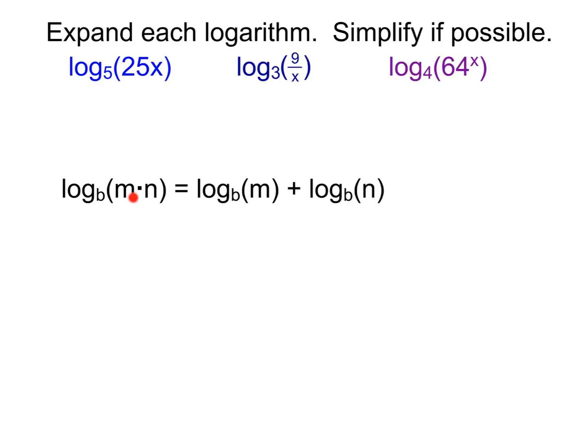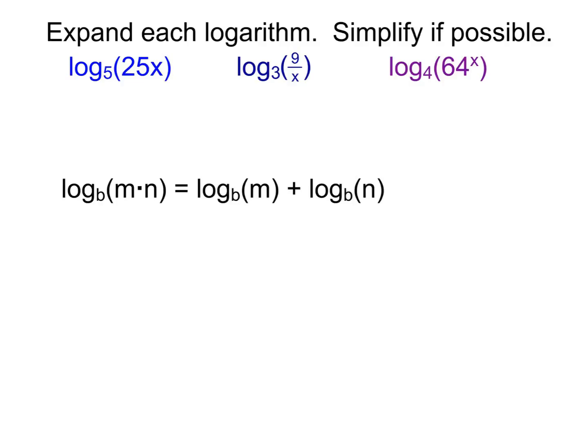Multiplying two things inside the logarithm is going to mean that I'm going to have two logarithms that get added. Now, one thing, a little detail: you notice the original here is log base b. When I split it up, they both are also going to have to be log base b. The base stays the same.